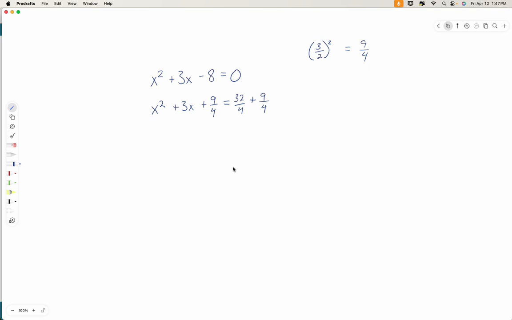All right, the next step would be factoring. So x, this is 3 over 2, so plus 3 over 2, and that's squared. And then we add these together, so that would be 41 over 4. Pause the video, do the next step. The next step would be to find the square root, and this would cancel, right? Pause the video and write the next step.